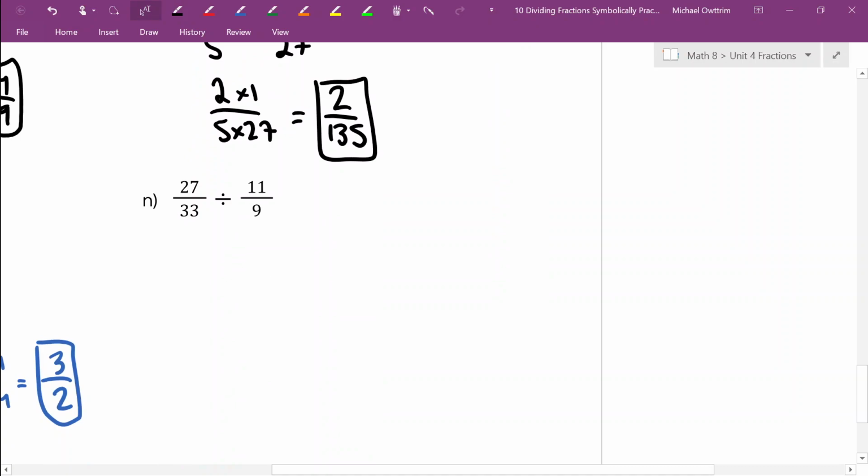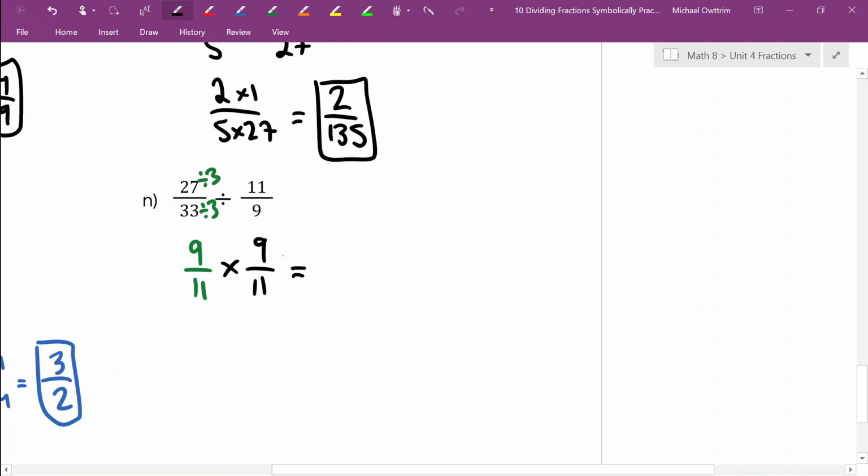Taking a look at question N, we're again going to look to simplify. 27 and 33 are both multiples of 3, so I'll divide that out. That'll give me 9 over 11. And then I'm going to flip and multiply here, so we're going to do times, and then our fraction is going to flip, so 9 on top and 11 on the bottom.